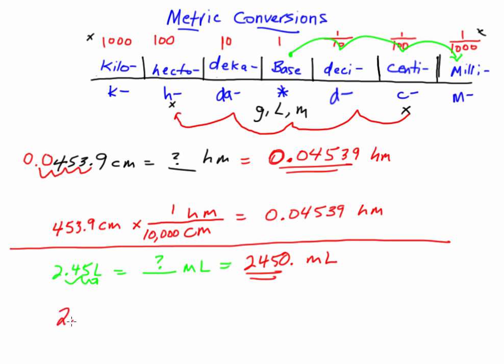Again, if I do it the second way, 2.45 liters, I'm going to put liters on the bottom and milliliters on the top. 1 liter is equivalent to 1,000 milliliters. How do I know? Because it's a difference of 10, 100, 1,000. So I'm multiplying this by 1,000 and I will end up with 2,450. Okay, and there you go.